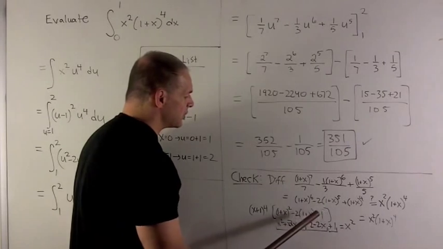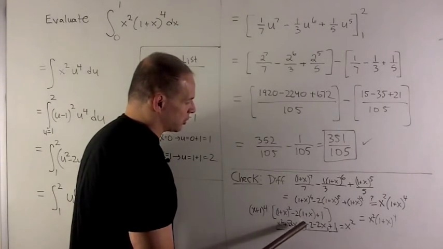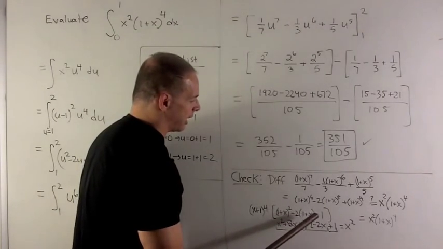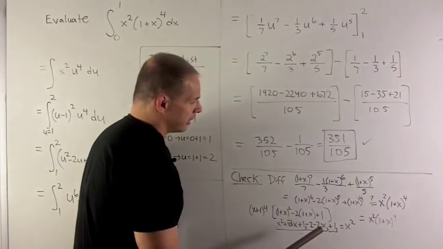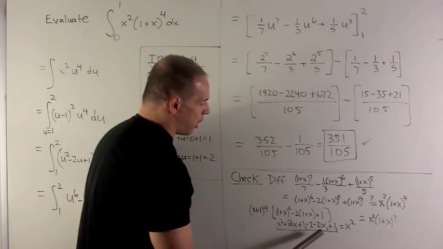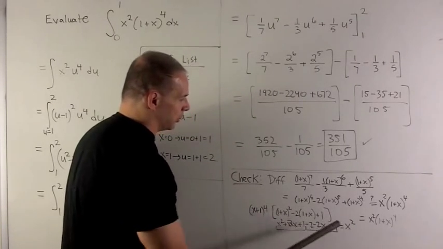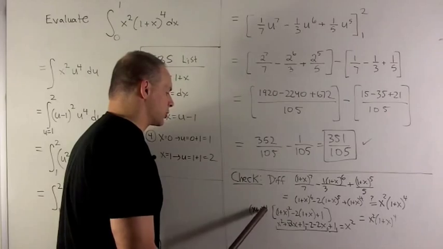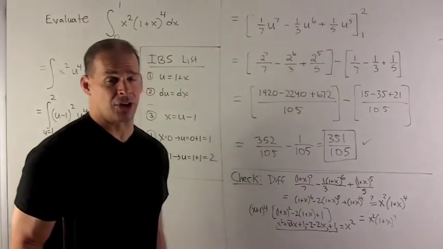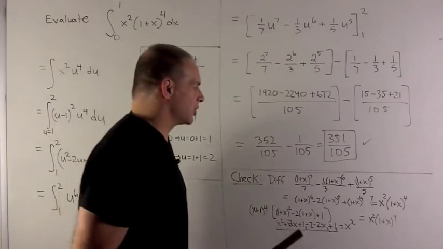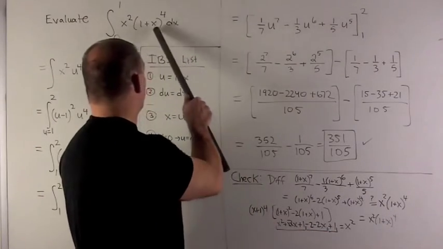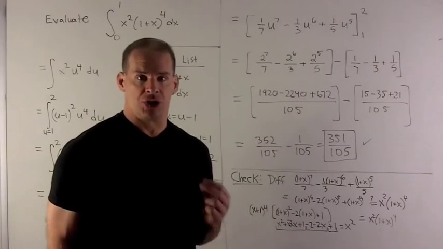If I expand these, x squared plus 2x plus 1, minus 2x minus 2, and then plus 1, we notice all of this is going to cancel to leave me with an x squared, so this winds up being equal to x squared times (x plus 1) to the 4th that you factored out. And so we see that's equal to our original integrand, and so our check works out.